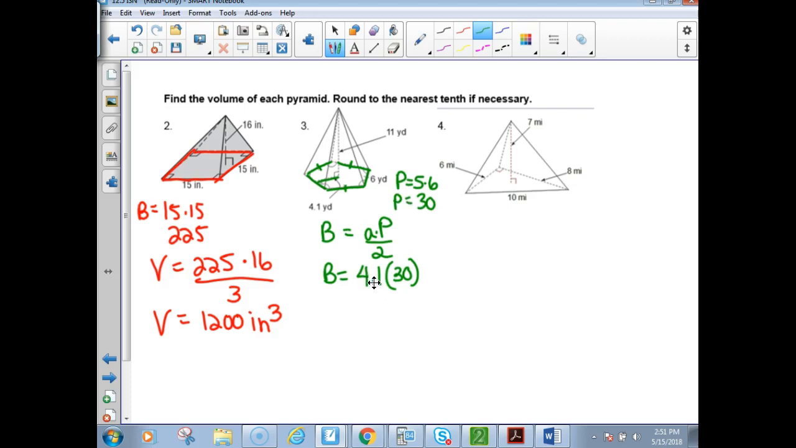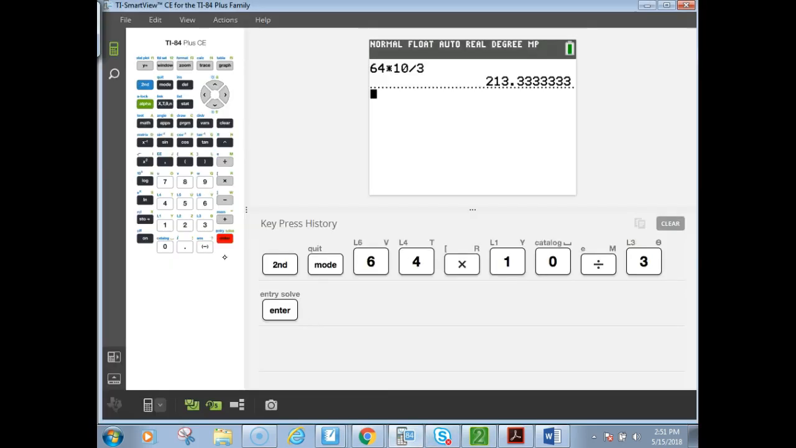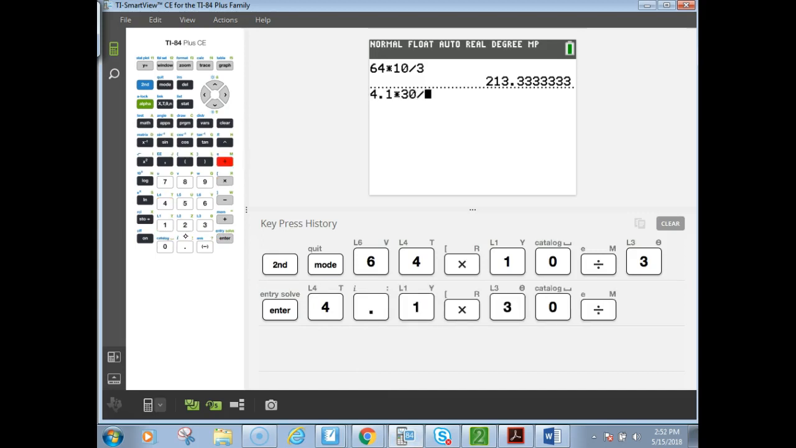Okay, so I do 4.1 times 30 divided by 2 to get the area of my base. So I'm going to grab my calculator and do that now. 4.1 times 30 divided by 2. 61.5 for my base area.